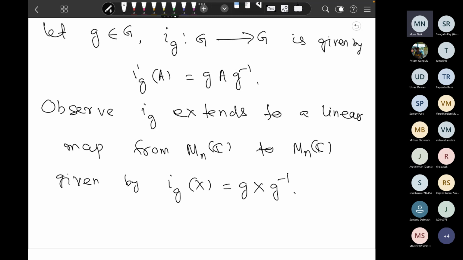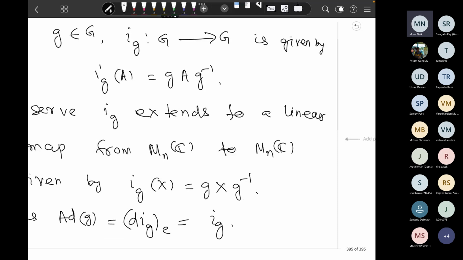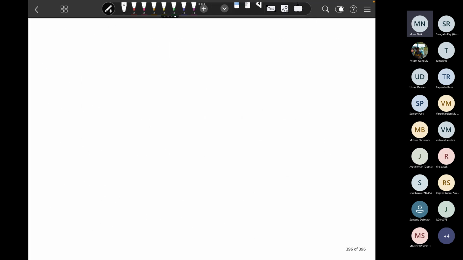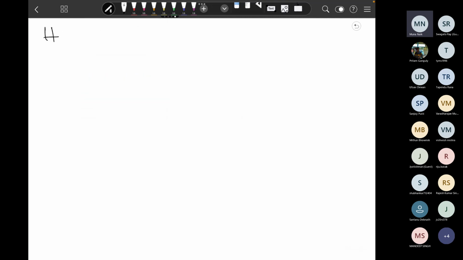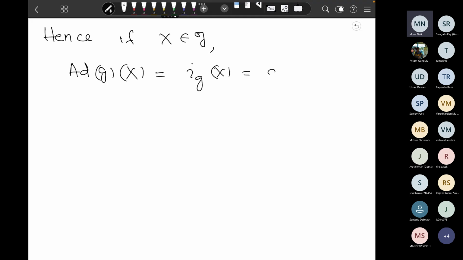And this G is a submanifold of M(n,C). Thus Ad_g is equal to dI_g at the identity, and since this is a linear map, this is really I_g. Hence if X belongs to the Lie algebra, Ad_g of X is equal to I_g of X, so this is really g X g inverse.